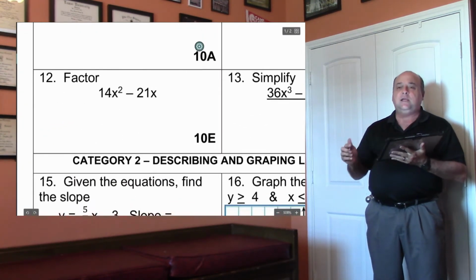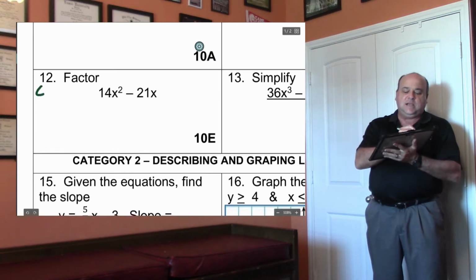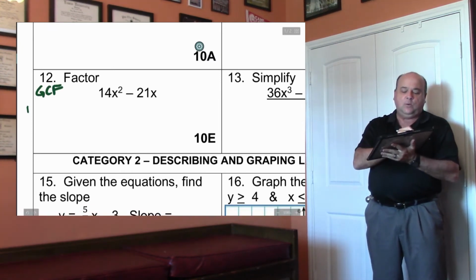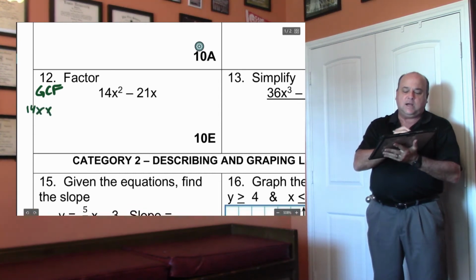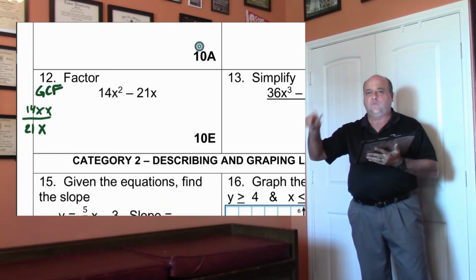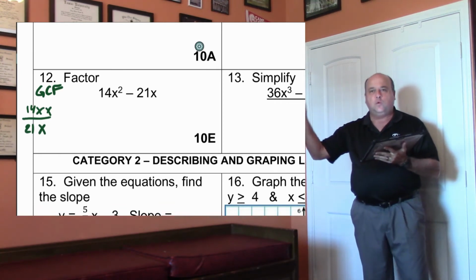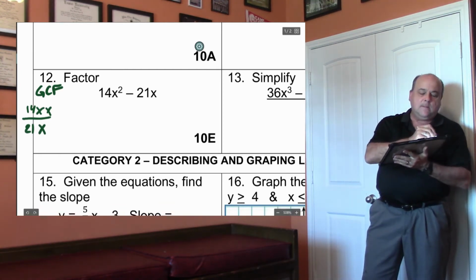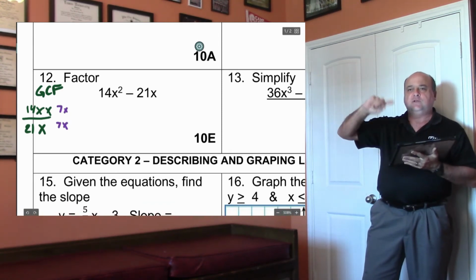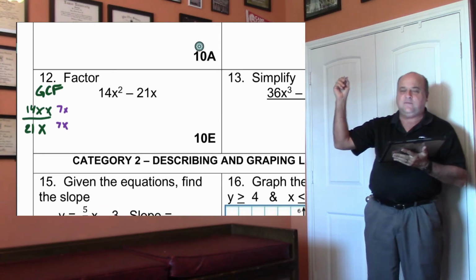Let's do number 12 again. We got to get the GCF of this. Okay, so we're going to pull out the GCF. And what I like doing is doing this, 14x squared over 21x. So 14x squared is 14 times x times x. 21x is just 21x. My GCF would be 7x. 7 goes into 14 and 21, and they both have an x.